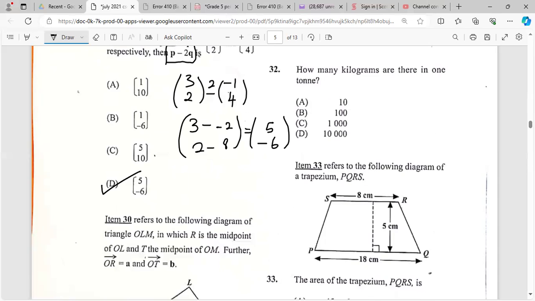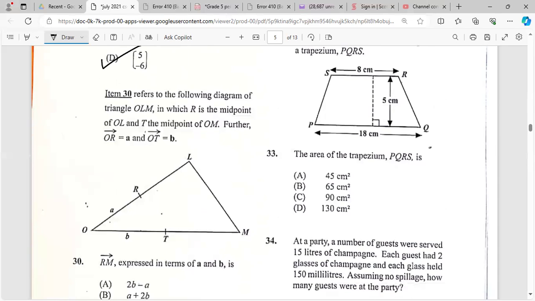Next one says item 30 refers to the following diagram of the triangle OLM, in which R is the midpoint of OL. Notice this, guys, OL. So that means our starting point is O, so we go in this direction. Very important. And T is the midpoint of OM, so it's from O to M. Very important again, the direction. And further, OR is equal to A and OT is equal to B.